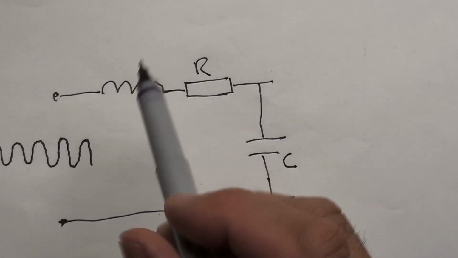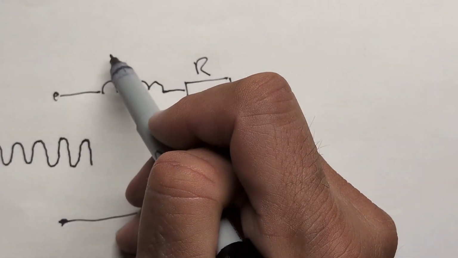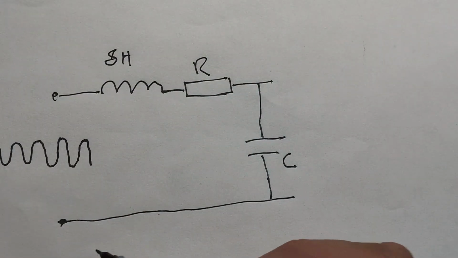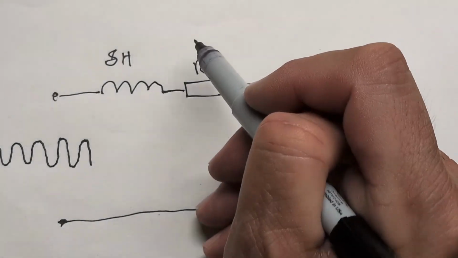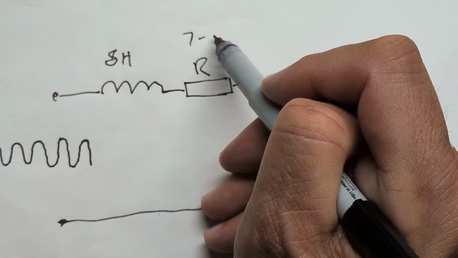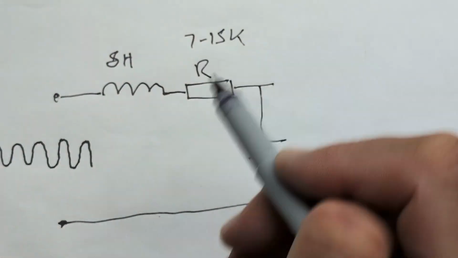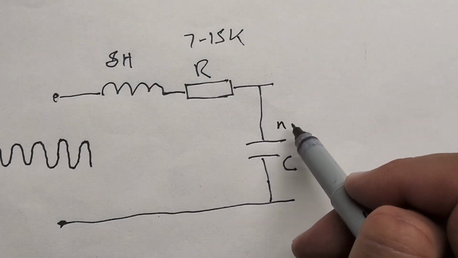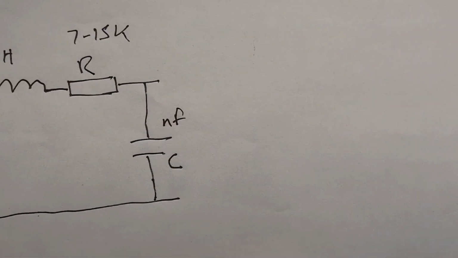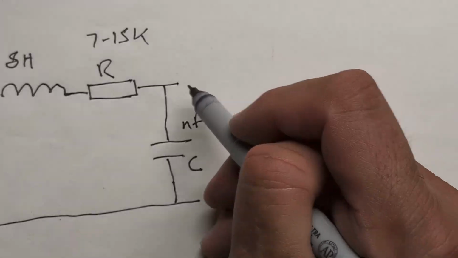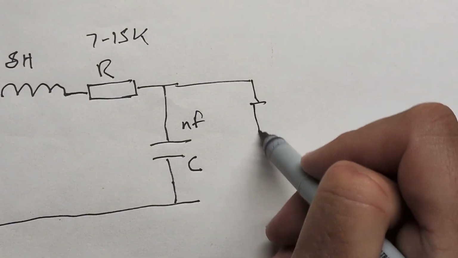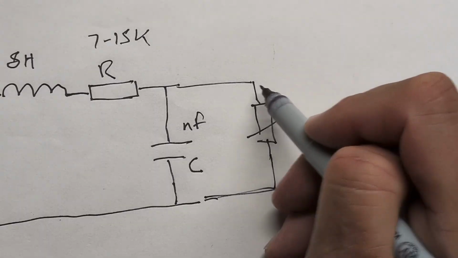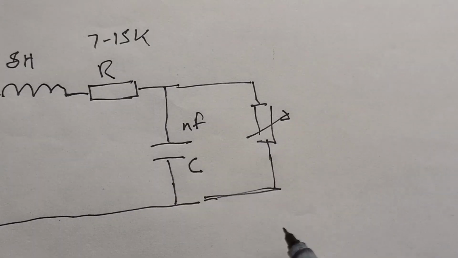And this is going to be in the region of, say, 4 or 8 henries, depending on the make and type, and we'll get into that. This is going to be 7 to 15k, again depending on how wrapped the pickup is, and this is going to be a small nanofarad value. And then this actually then connects to your volume pot on the guitar. So the job of this is to short circuit this back to ground so you don't get any current flow.